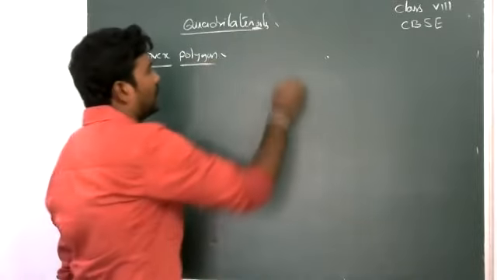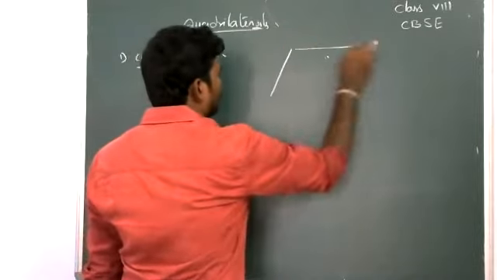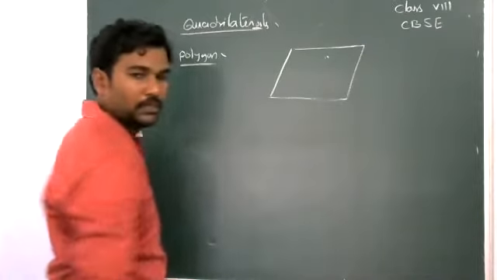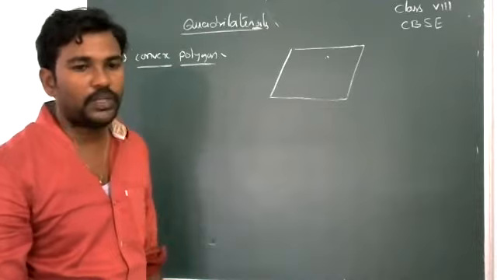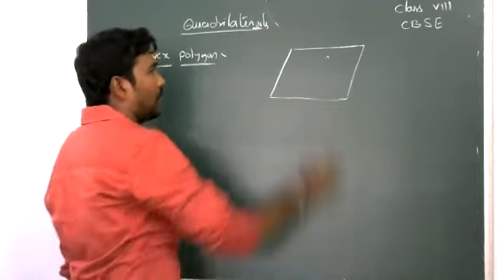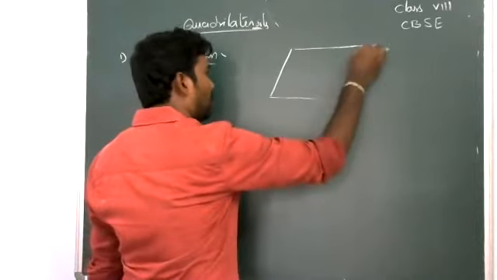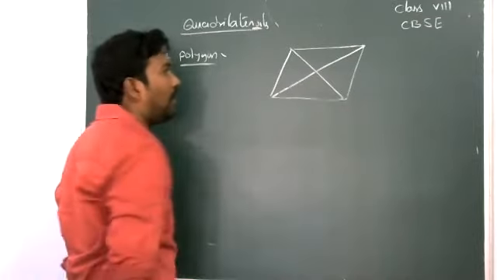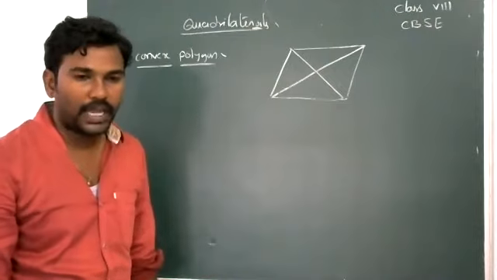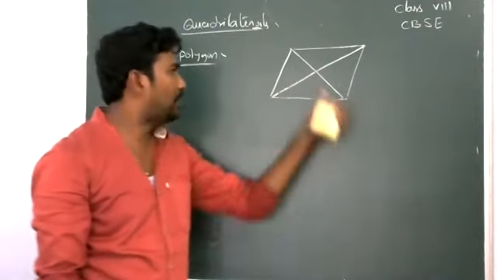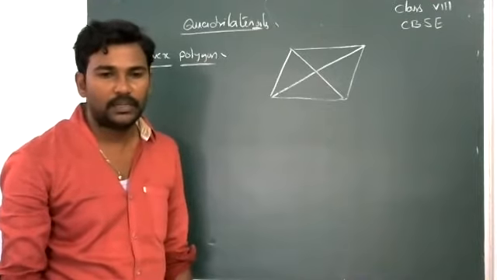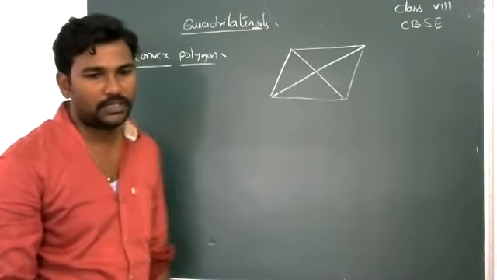Suppose you construct a diagram like this. In a convex polygon, suppose you construct the diagonals, however many are possible, so that all the diagonals are in the interior of the polygon. Then those polygons are called convex polygons.